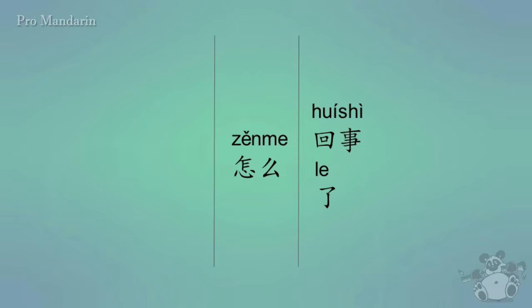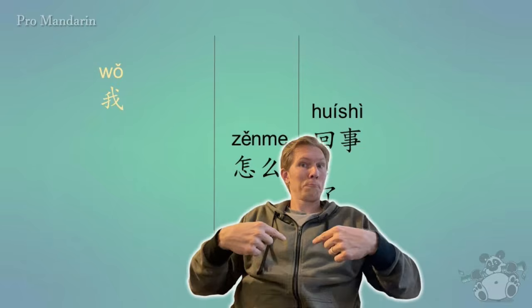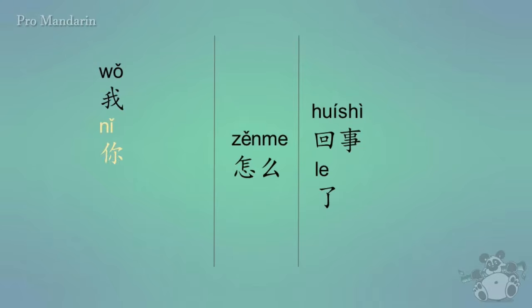However, in order to understand this a little bit better, what we're going to do is we're going to add in some of the pronouns. Now, if you already know the pronouns, you can go and skip ahead. However, if you don't know your pronouns, then go ahead and stick around. Now, the first one is 我, which is I or me. Then we have 你, which is you. And then we have 他, which is he or him. And then we have 她, which is she or her.